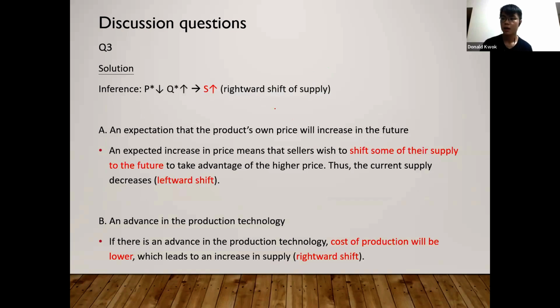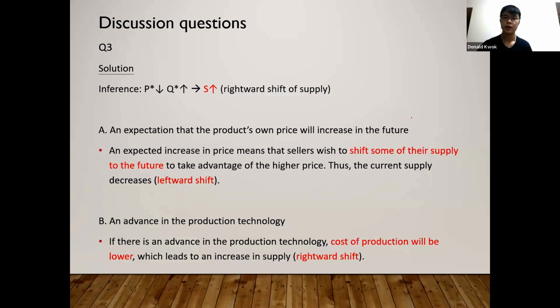Okay. So we are going to determine which of the factors will lead to an increase in supply, or a rightward shift in supply. So let's see. A, an expectation that the product's own price will increase in the future. So if you as a producer foresee the future price to increase, then you will hold the product and not sell it at the moment, right? So your current supply of the goods should decrease. So A is false. While for B, an advance in the production technology. So if there's a better technology, then you can produce more, right? The increase in supply. So B is the correct answer.